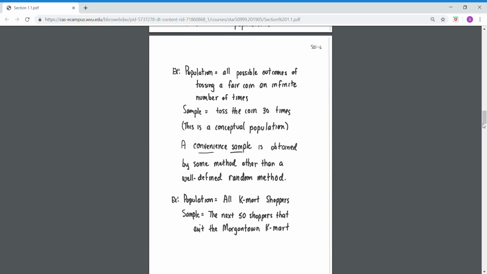A convenience sample is obtained by some method other than a well-defined random method. For example, a population of all Kmart shoppers. The sample could be, say, the next 50 shoppers that exit the Morgantown Kmart. Convenience sampling is usually done when random sampling is simply not a possibility.